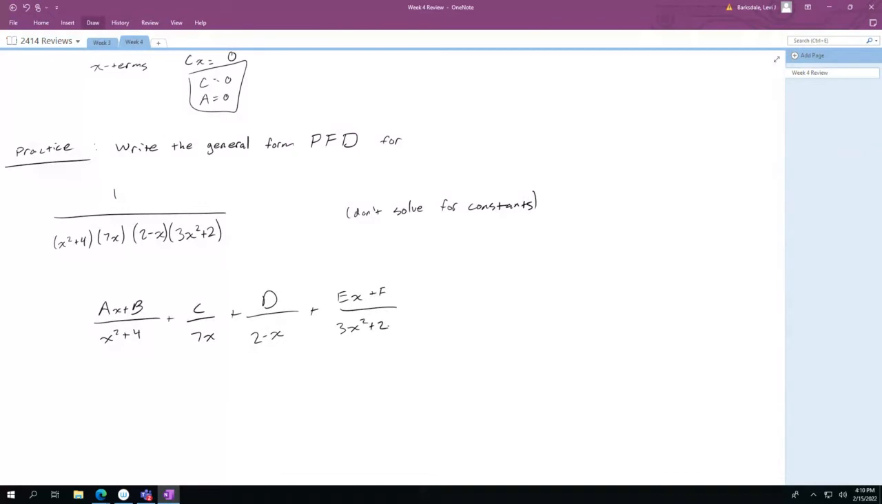Basically pretty straightforward. We've got a power of 2 on the bottom, which means we're going to need a linear term and a constant on top. Here this is just linear, so we need just a constant. Again, linear, just a constant. And again, a power of 2, so we're going to need a linear and a constant term. Fairly straightforward. Nice work.